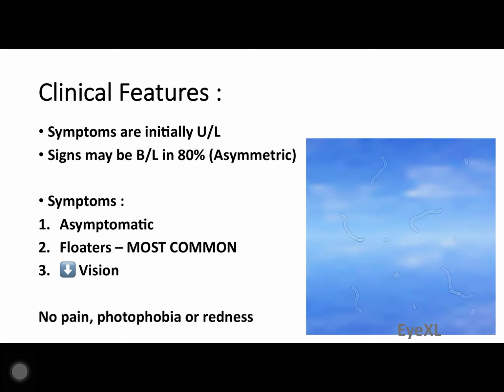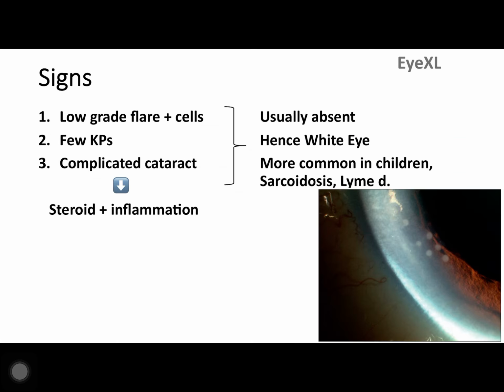Usually there is no pain, photophobia or redness. So remember, the classical features of acute anterior uveitis were pain, photophobia and redness. So an absence of these symptoms is highly suggestive that it is not an anterior uveitis, it is some other category of uveitis, either intermediate or posterior. And amongst intermediate and posterior, intermediate is the more common one.